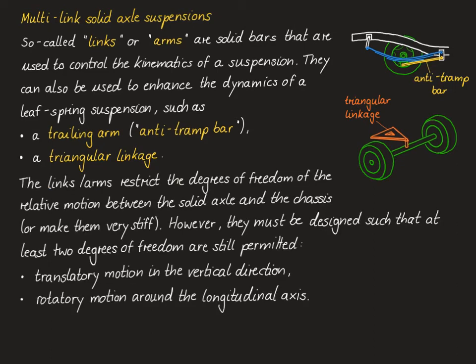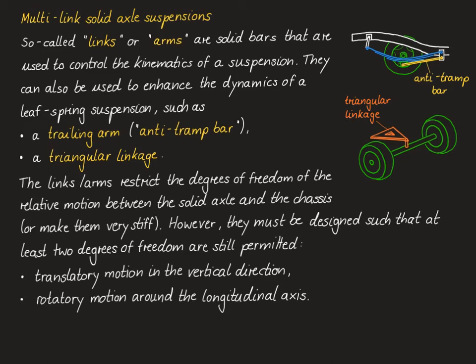What all of these links or arms essentially do is restrict the degrees of freedom of the relative motion between the solid axle and the chassis of the vehicle, or at least they make them very stiff. However, they have to be designed such that at least 2 degrees of freedom are still permitted. First, a translatory motion in the vertical direction, and second, a rotatory motion around the longitudinal axis.